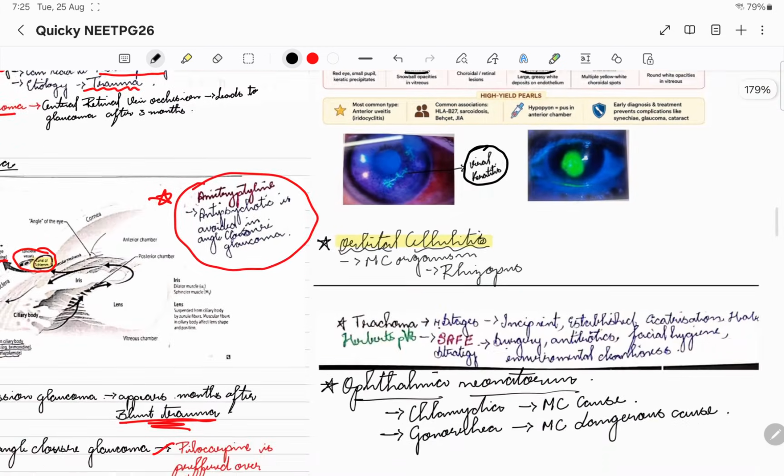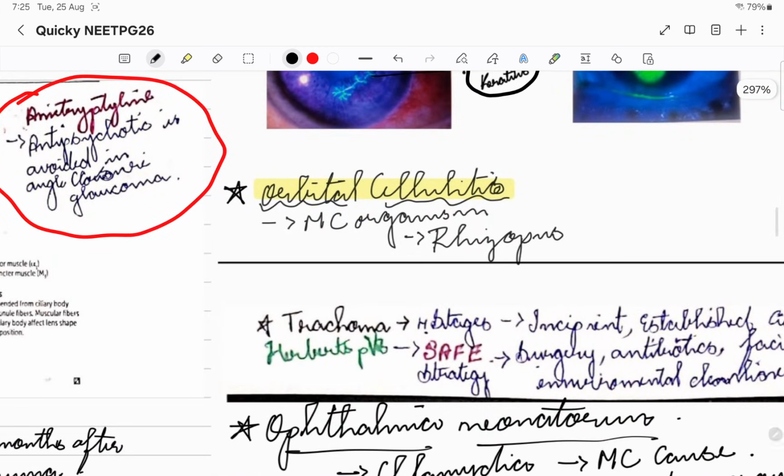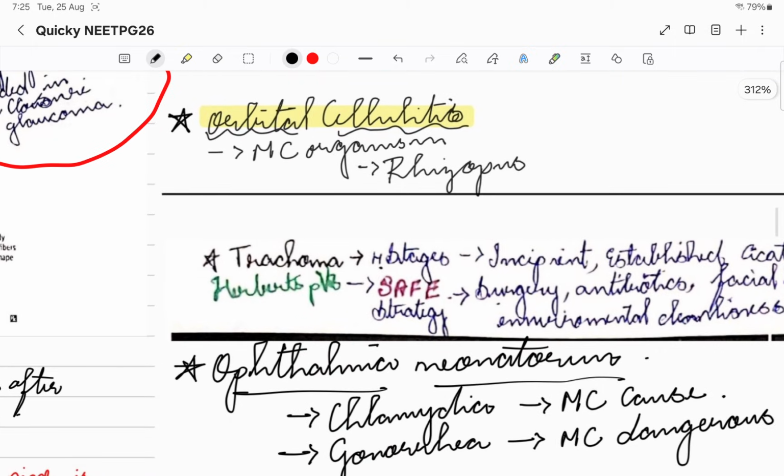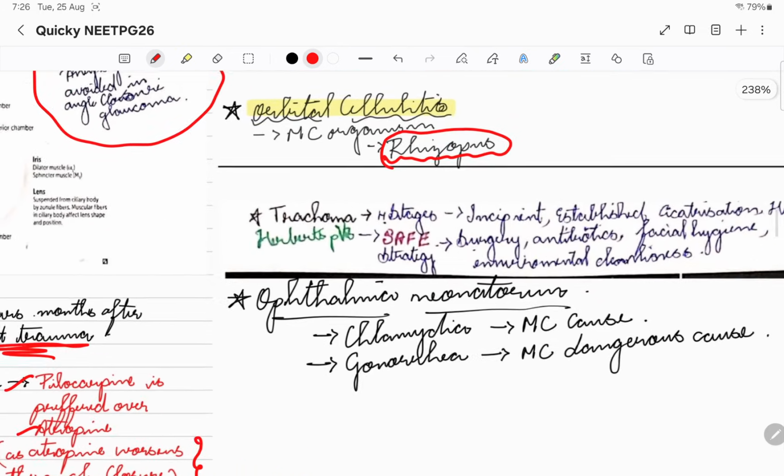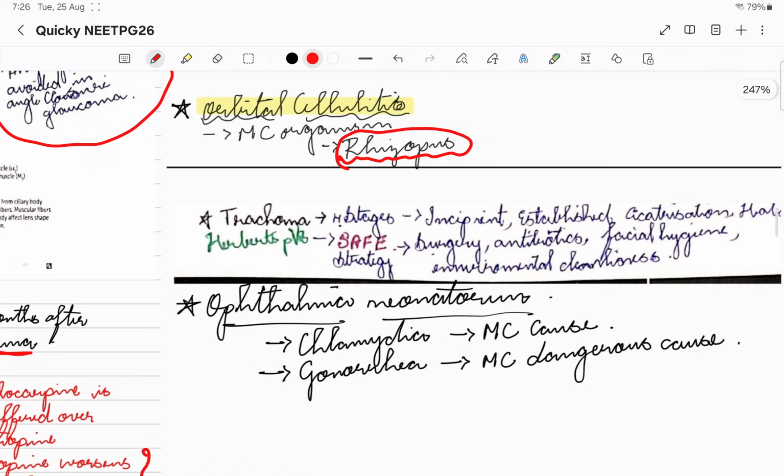Okay, then coming to orbital cellulitis, there are two types: preseptal and postseptal orbital cellulitis. The most common organism that is involved here is rhizopus. Please remember this rhizopus. It is a fungus we discussed in mycology, right? So this is the thing with respect to orbital cellulitis.